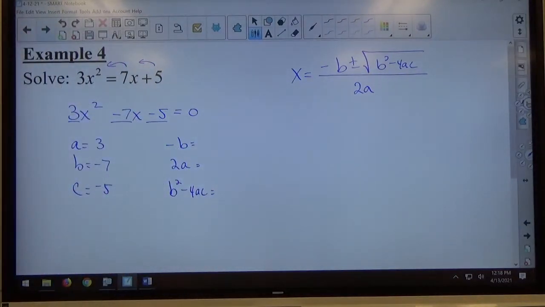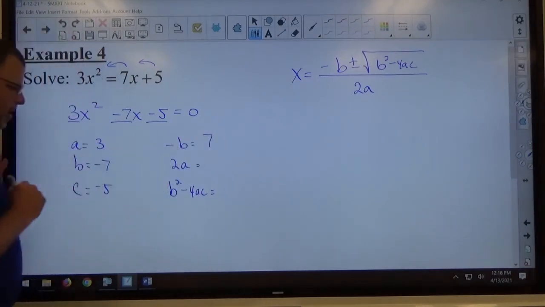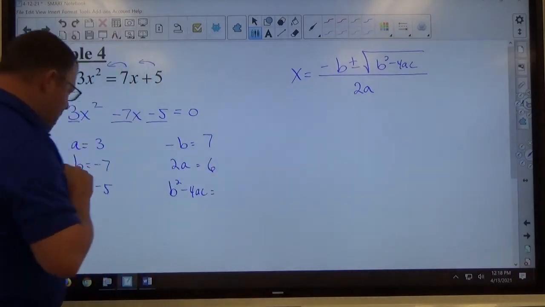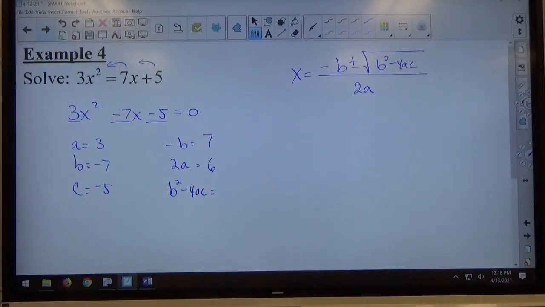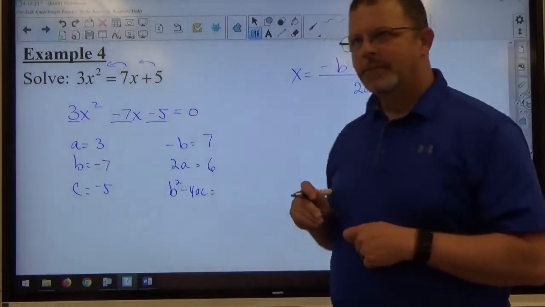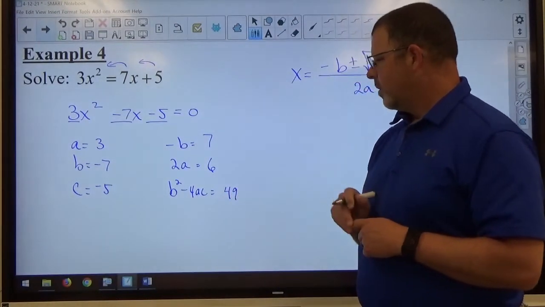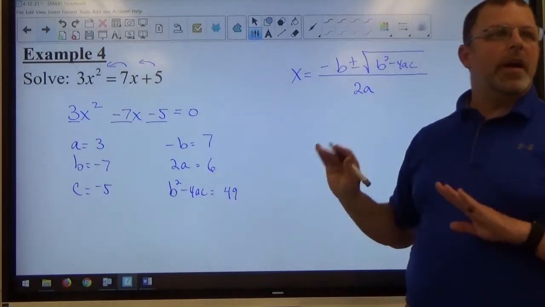Journey, b is negative 7, what is minus b? 7, perfect. Dominic, a is 3, what is 2a? 6, very good. Erica, b is negative 7, what is b squared? 49, perfect. Again, when you square b, you get a positive every single time.